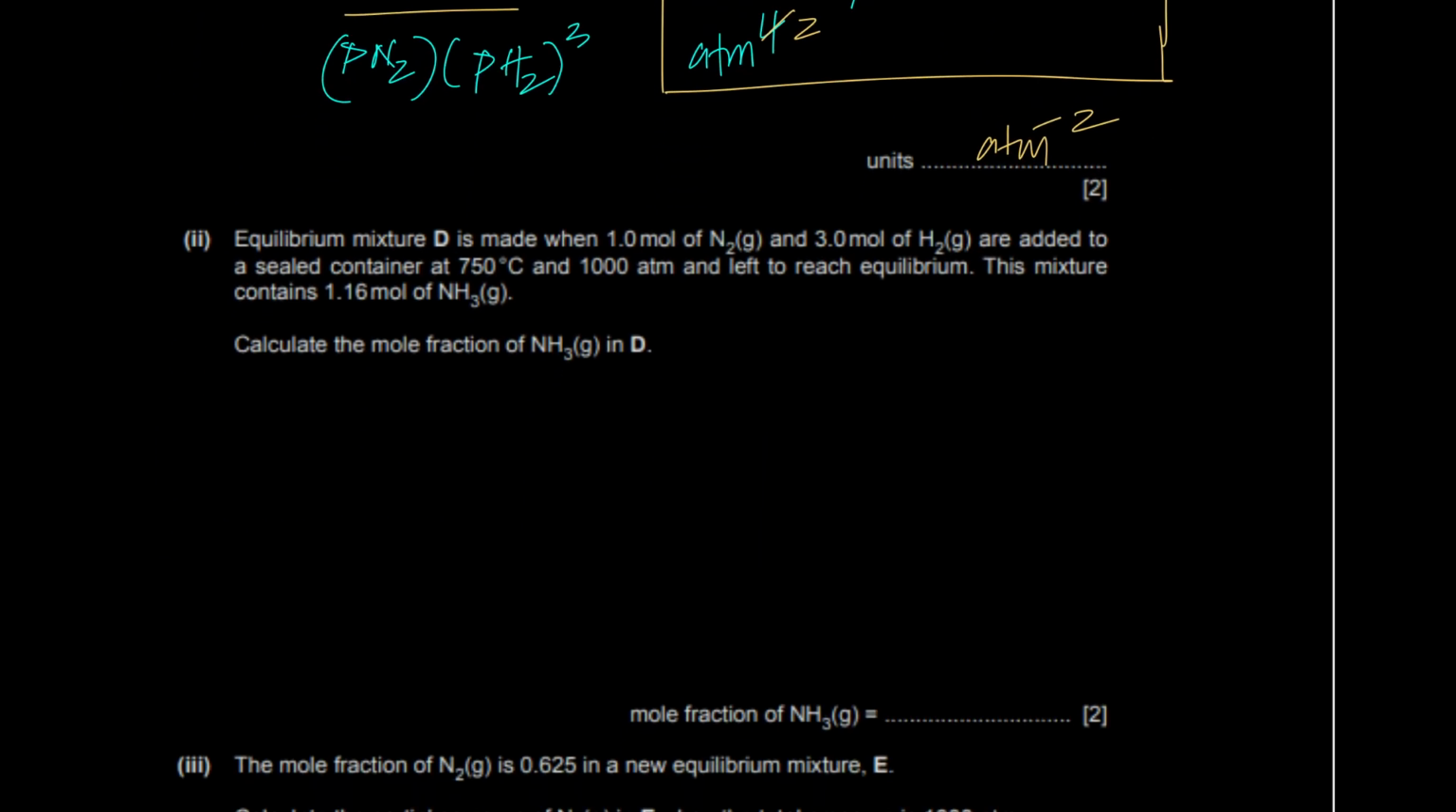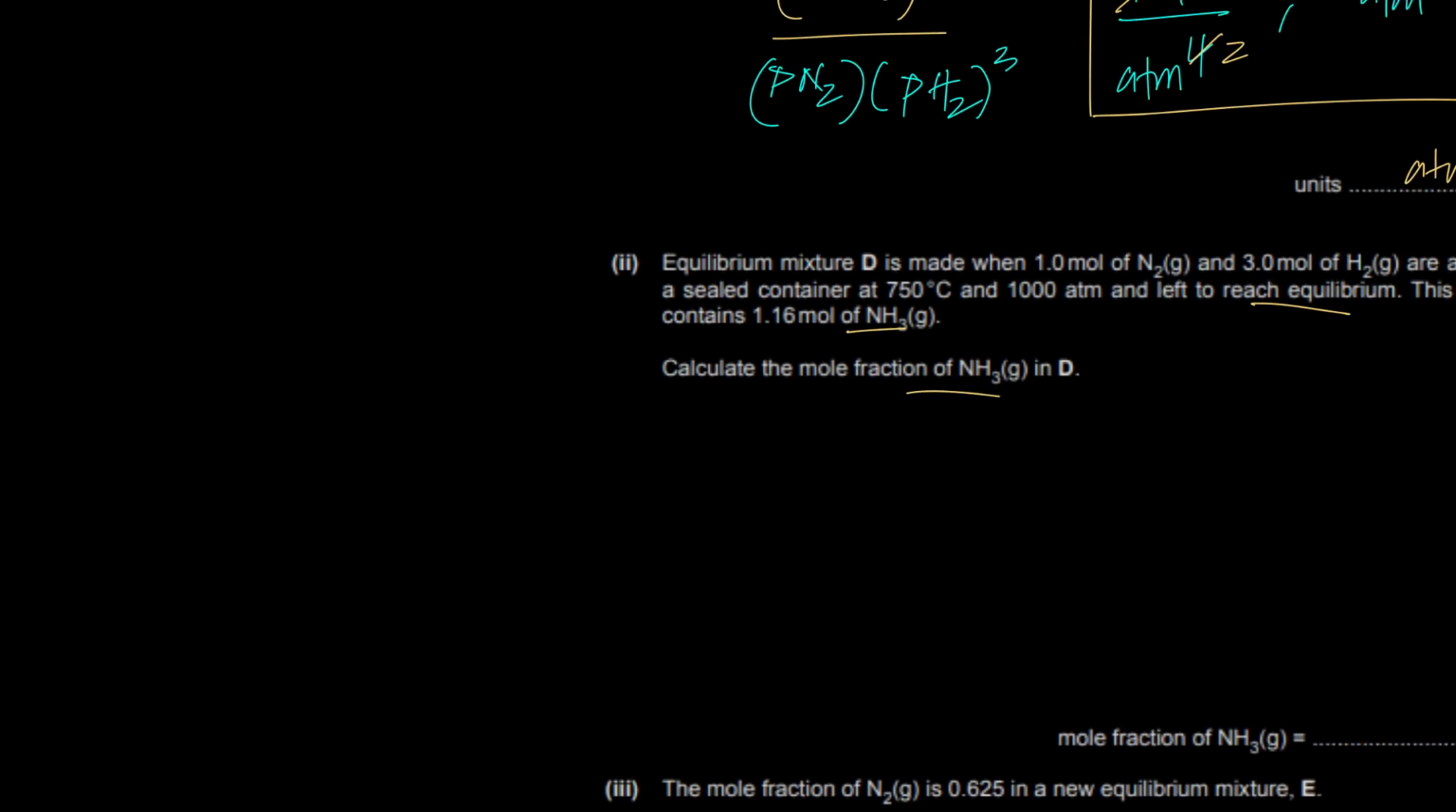Equilibrium mixture D is made of 1 mole of nitrogen and 3 moles of hydrogen, added in a sealed container and left to reach equilibrium. This mixture contains, calculate the mole fraction. We all know what mole fraction is, right? It's basically the mole fraction of NH3 in D. Mole fraction is the moles of NH3 divided by the total moles at equilibrium. The moles of a particular substance divided by the total moles, and this is obviously at equilibrium.